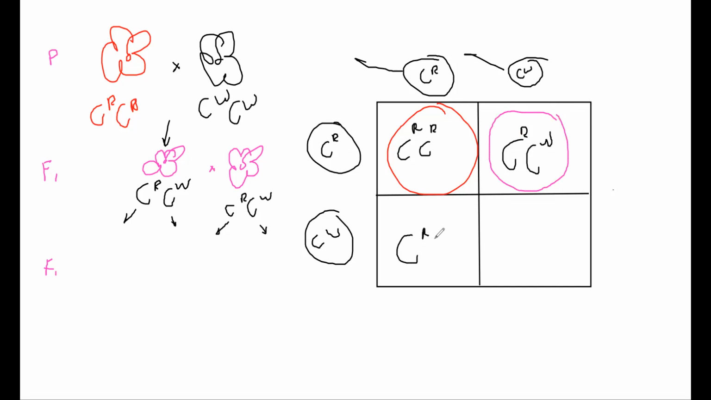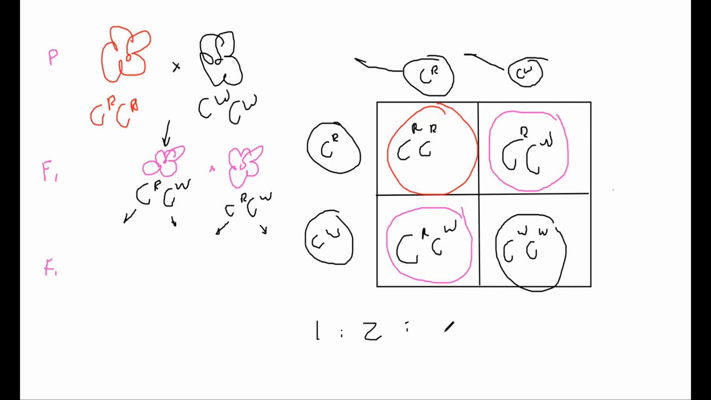And then this one also is going to be CRCW, which is, again, going to be pink. But this last one is going to be homozygous for the white. And so what's really interesting is you're going to end up getting not a 3-to-1 ratio, but a 1 to 2 to 1 ratio, where 1 out of 4 is red, 2 out of 4 is pink, and 1 out of 4 is white. Okay, and again, this is what it means to have incomplete dominance.